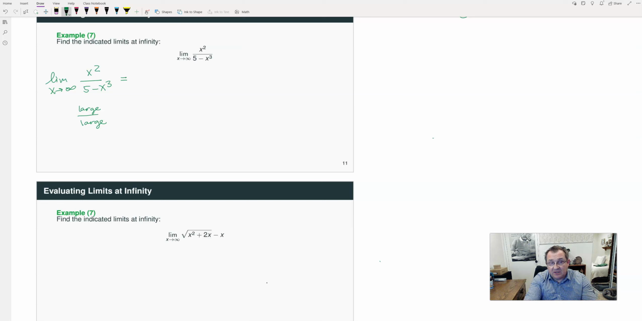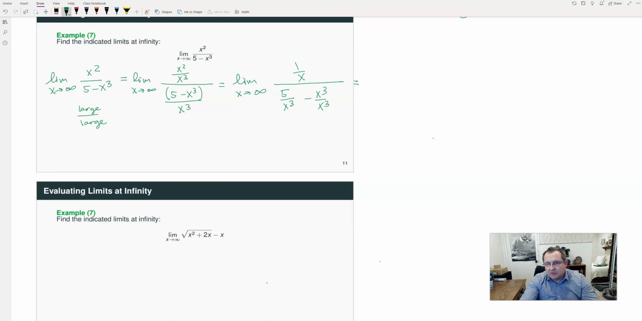So I divide by x cubed in both numerator and denominator. Here goes. Limit as x approaching infinity. In the numerator, I will take x squared and divide it by x cubed. In the denominator, I'll take 5 minus x cubed, and I divide it by x cubed. Okay, let me simplify the expressions a little bit. In the numerator, I will have 1 over x. In the denominator, I'll split the fraction. I will have 5 divided by x cubed minus x cubed divided by x cubed.